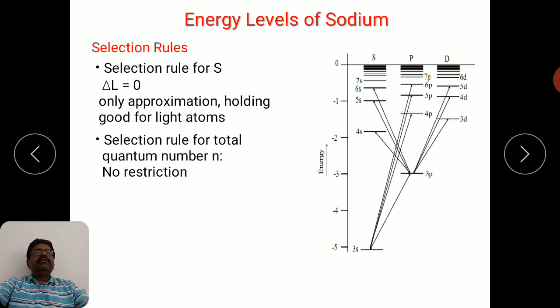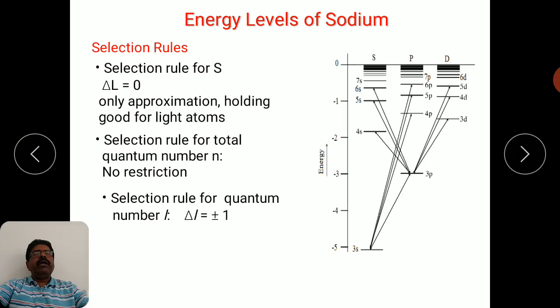Then the selection rule for the total quantum number, or you can say the principal quantum number n. For the principal quantum number n, there is no restriction at all. That means whatever the change, delta n, because of that transition, any value is allowed. Then the selection rule for the orbital quantum number L. So what is that rule? Delta L should be plus or minus 1.